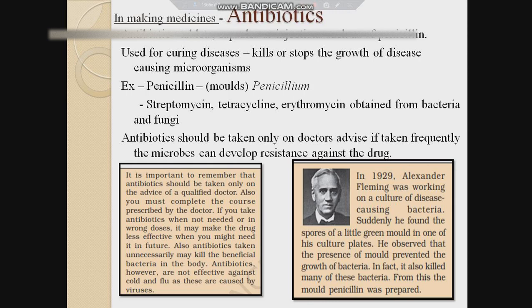Penicillin comes from a species of mold called Penicillium. Streptomycin, tetracycline, and erythromycin are some other common antibiotics made from bacteria or fungi. Antibiotics are also used to control some diseases of animals and plants.